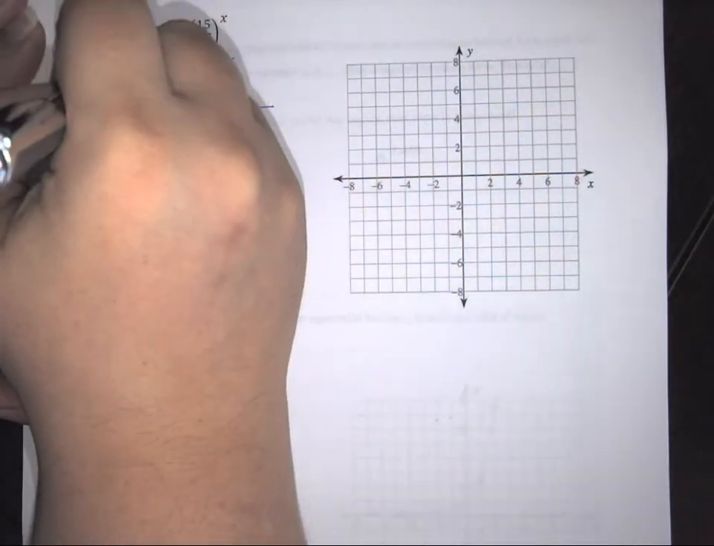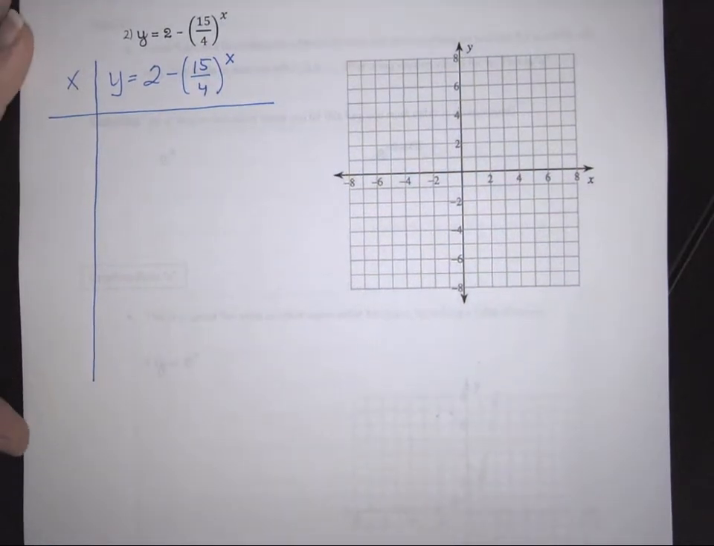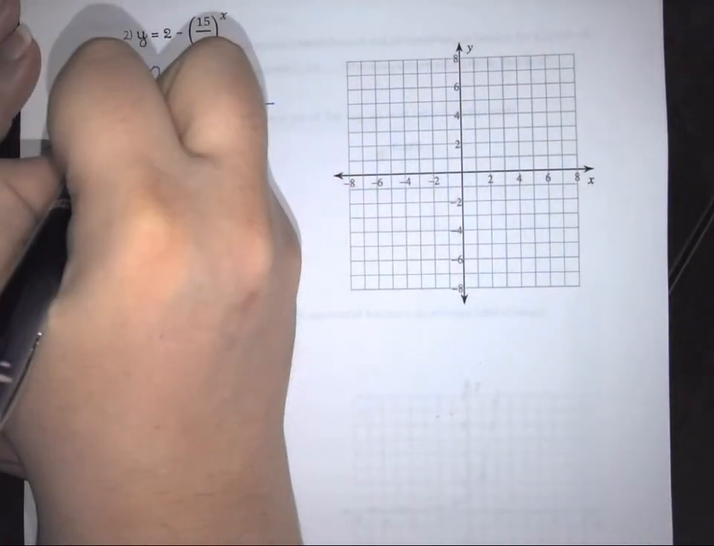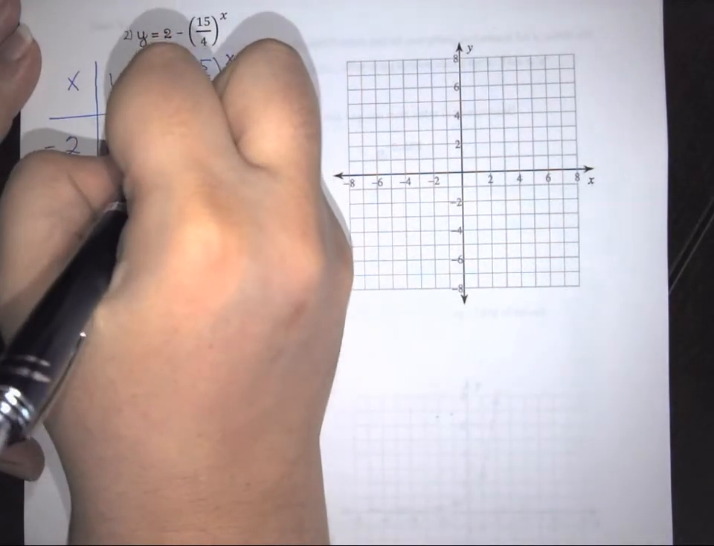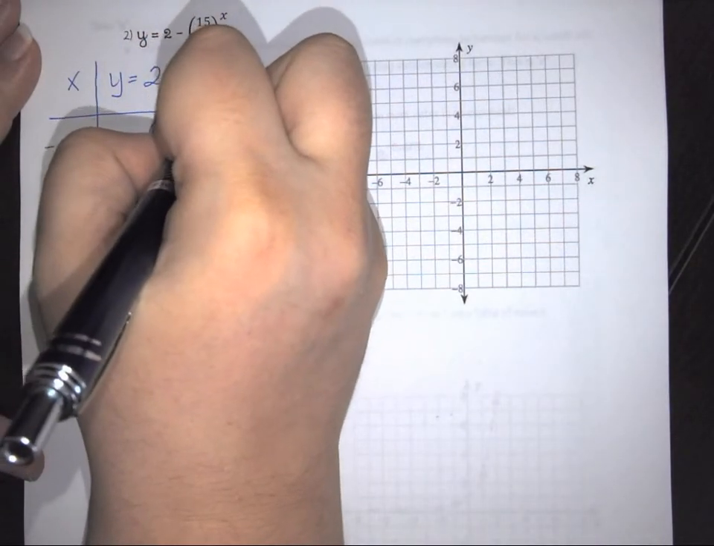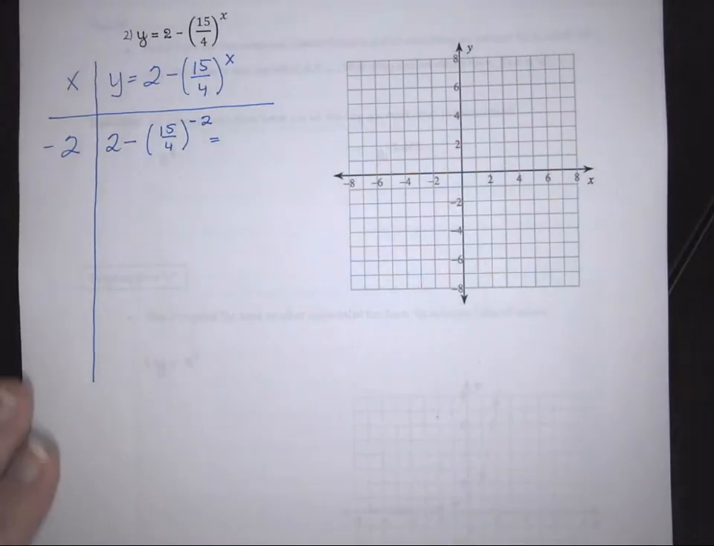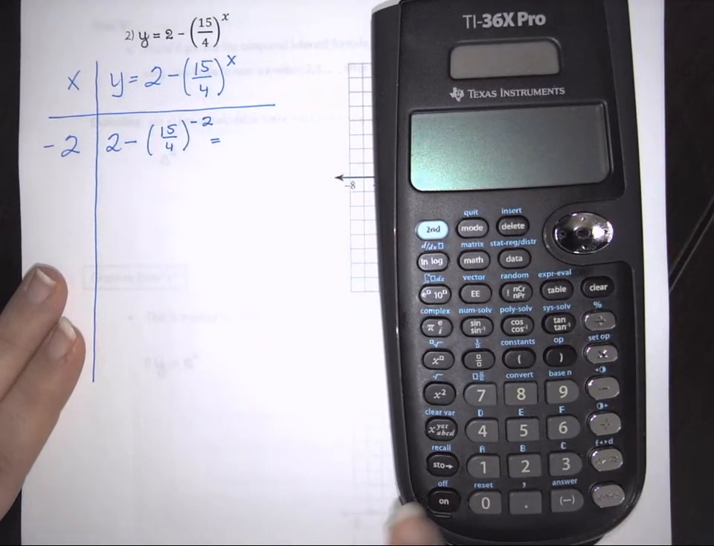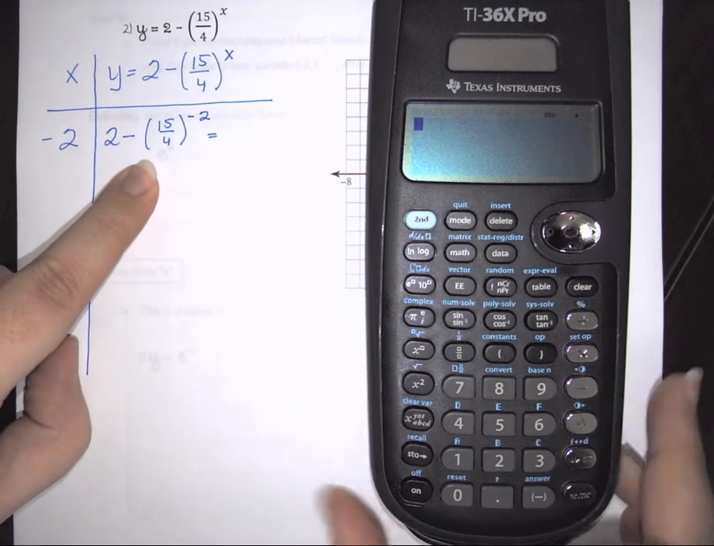And we're going to look at what that does. And for this one, I would definitely make sure that you utilize your calculator to make your life easy. So we're going to start at negative 2. So here this is going to be 2 minus 15 over 4 raised to the negative 2 power. And so I'm going to use my calculator to help me out here, just to make life a little easy here. So I'm just going to start putting in exactly what I see.